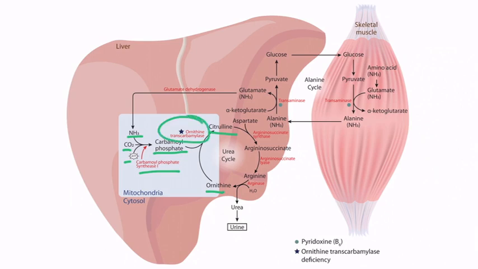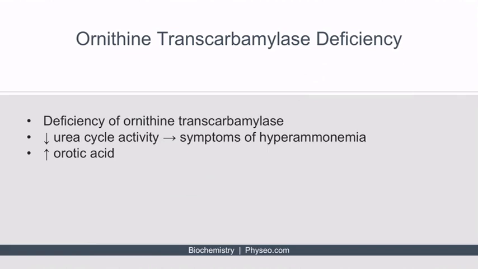From the figure, you can see that this enzyme has a star next to it, and it's associated with a disorder called ornithine transcarbamylase deficiency. This is the most common urea cycle disorder, and like other urea cycle disorders, results in hyperammonemia. This is due to decreased urea cycle activity. The excess carbamoyl phosphate gets funneled to orotic acid, resulting in increased orotic acid.